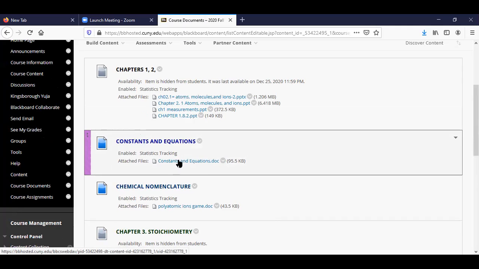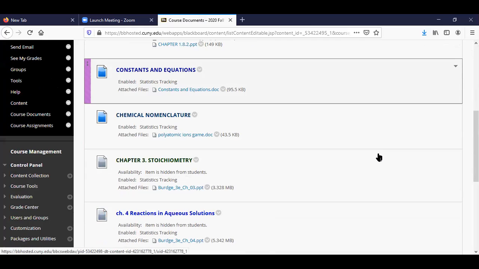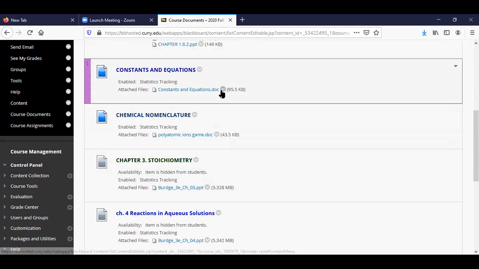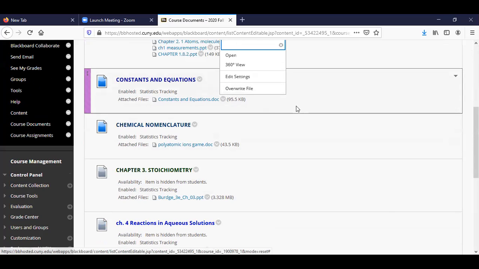Yes. Okay, so here, print this out, and have it with you every time you are working with chemistry. It's very handy, and every time in any chapter you find an equation, circle it here.